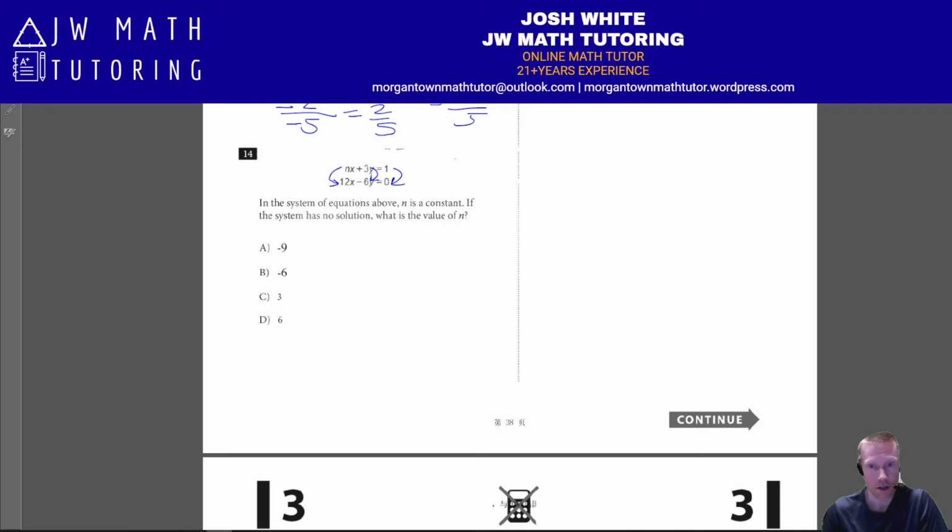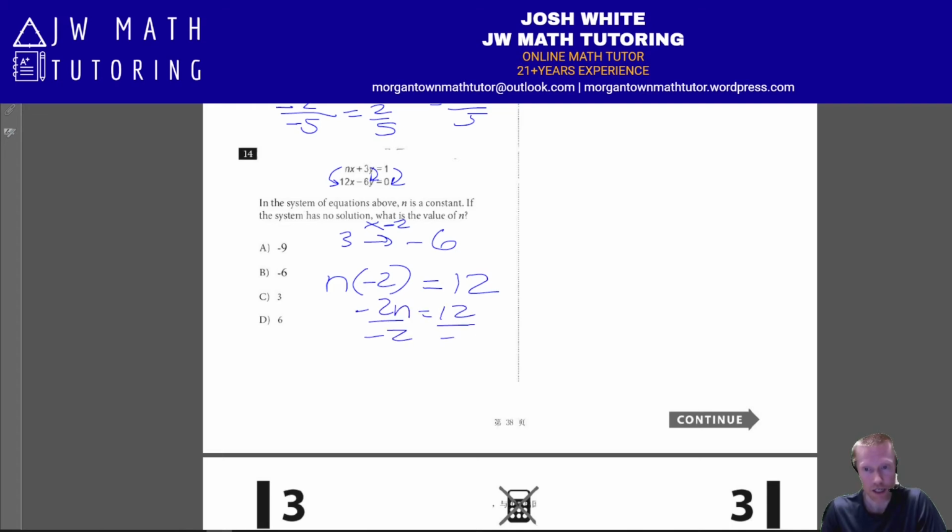So here, basically to get from 3 to negative 6, you multiply times negative 2. 3 times negative 2 is negative 6. So now you take n, you multiply it by negative 2, and that is equal to 12. So if I just put the negative 2 in front now, you can easily see that n must be negative 6. So the correct answer for this one is going to be letter B.